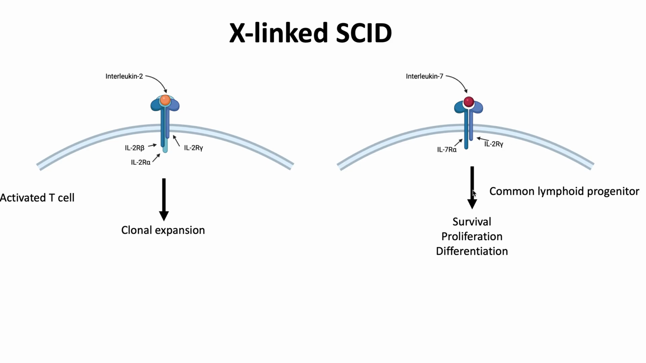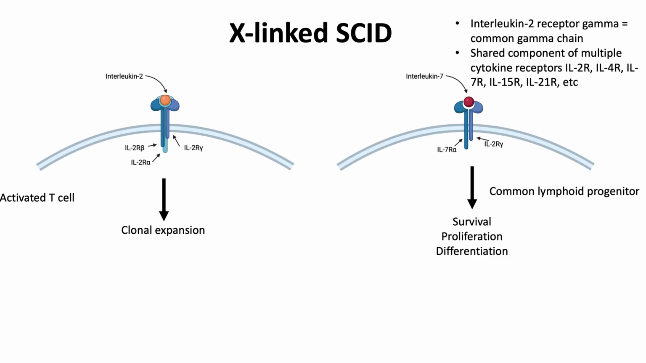For the purposes of X-linked SCID, it is the inability to respond to interleukin-7 that is important. Interleukin-7 is a cytokine that drives the formation of common lymphoid progenitors as well as their survival and proliferation. This interleukin-2 receptor gamma forms part of the interleukin-7 receptor overall, and therefore the defect in X-linked SCID can most accurately be described as a defect in the interleukin-7 receptor.